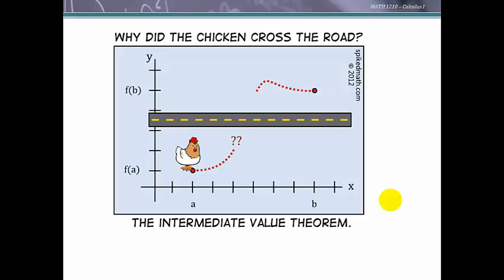Why did the chicken cross the road? Because he wanted to get to a point on the other side, and the only way to get to a point on the other side, because he has to have a continuous path, is he has to cross this value n, which is where the road is at some point. So the only way he can get from f of a right here to f of b right here is to go across this value n.